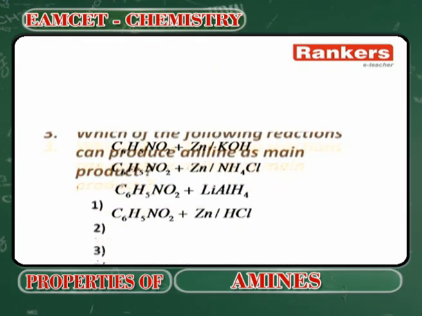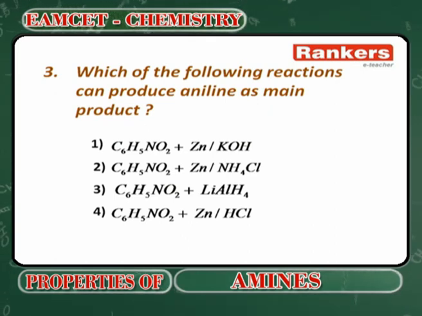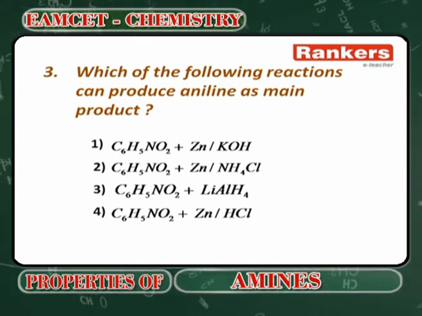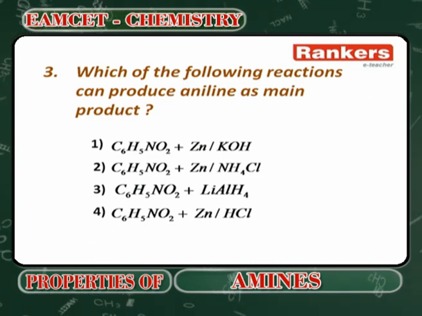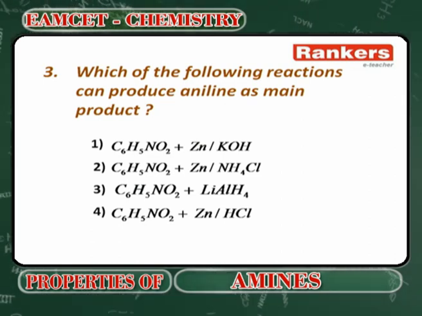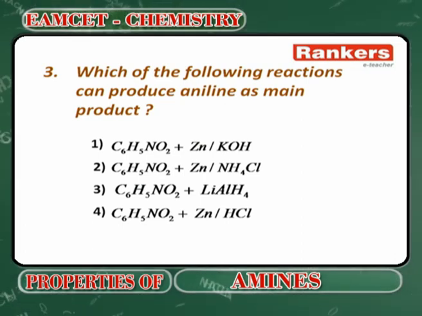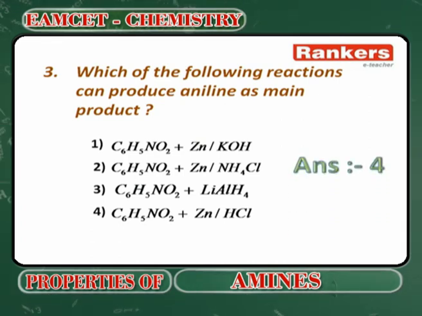Next, the third question is, which of the following reactions can produce aniline as a main product? The first one is zinc and KOH, a basic medium reduction, hydrazobenzene comes. The second one is nitrobenzene, zinc and ammonium chloride, neutral medium, that is phenyl hydroxylamine. The third one is lithium aluminum hydride, azobenzene. Zinc and HCl is the aniline preparation. Last one is the right answer.